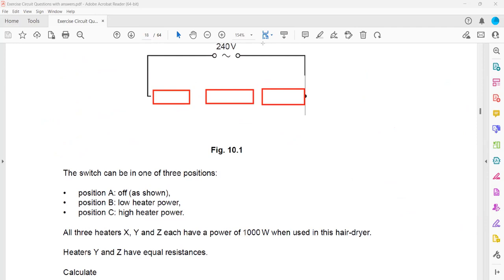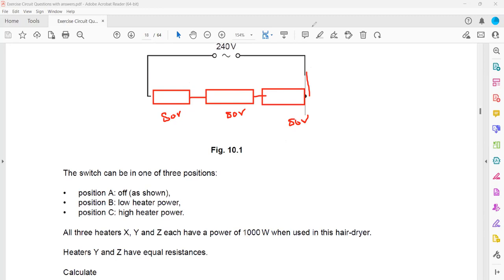So if X, Y, and Z are all connected in series with each other, what will happen if they are all identical? That is one condition. If they're all identical, then this 240 volts will divide equally between them. So it will be 80 volts here, 80 volts here, and 80 volts here, as they are all in series.